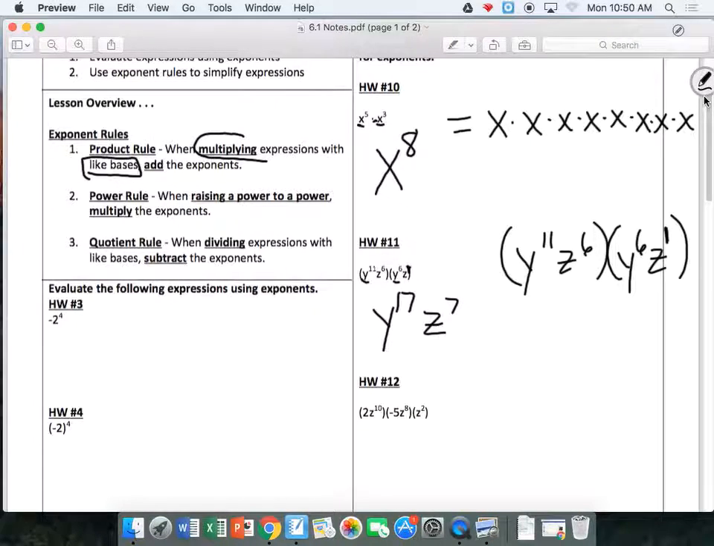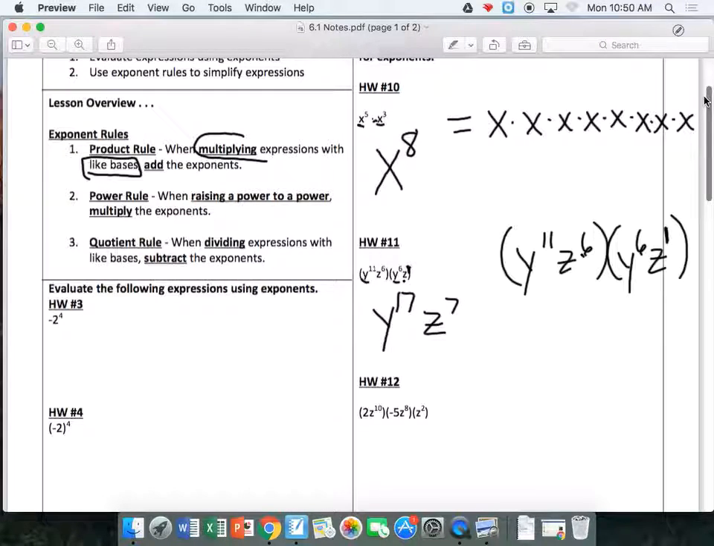Okay, what's that right there, next to your z? How did it become 7? That's what I just said, Hayden. There were 6 here, and then there was 1 here. See that? This last z didn't have an exponent, and if you don't see one, you need to put a 1. So there are 7 z's altogether. Okay? All right, let's look at the next one.